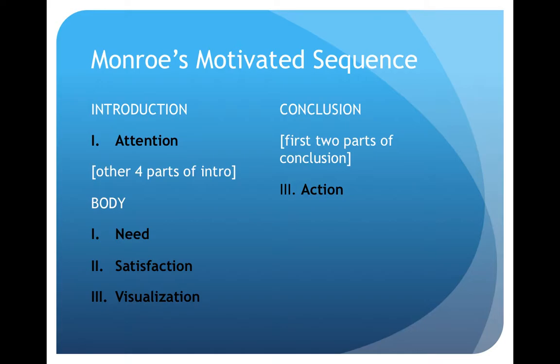He wants you to get the audience to feel like they need to do something, that something is wrong and it directly impacts them. So that's the goal of the need section, to state the problem and connect it to the audience. The second main point of Monroe's motivated sequence is satisfaction.